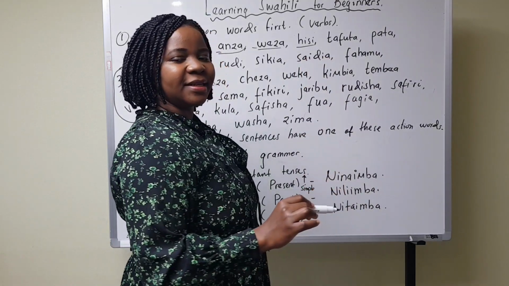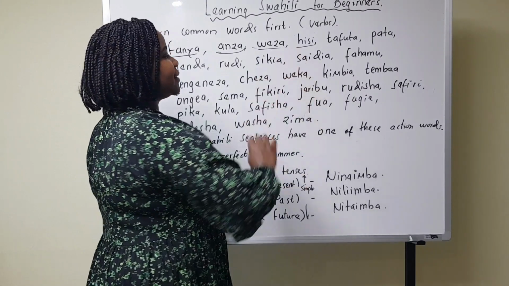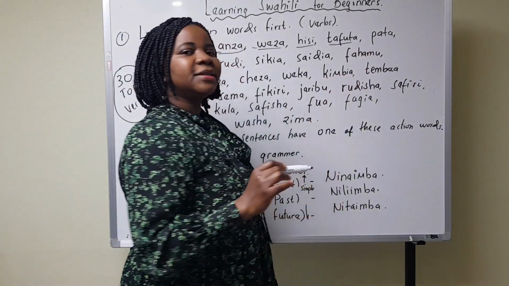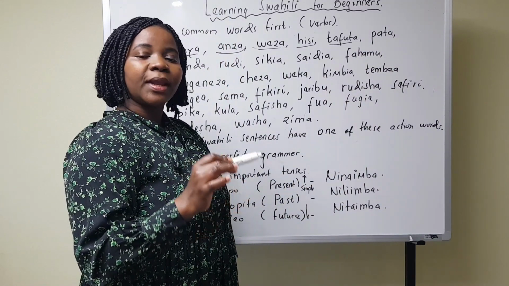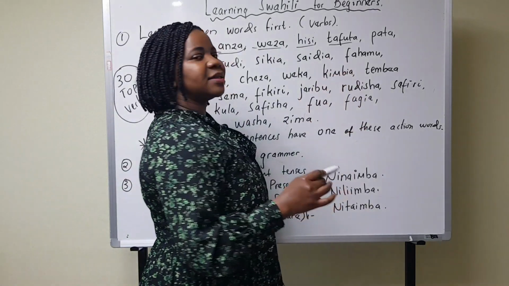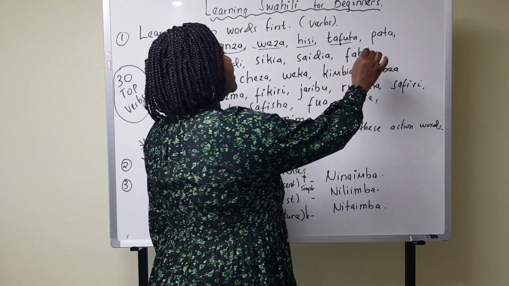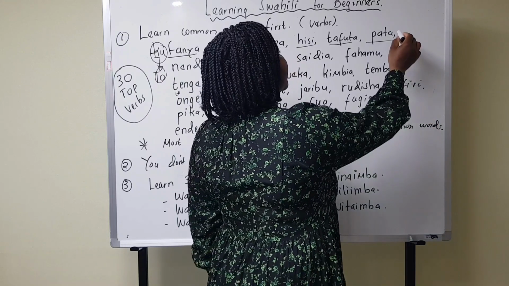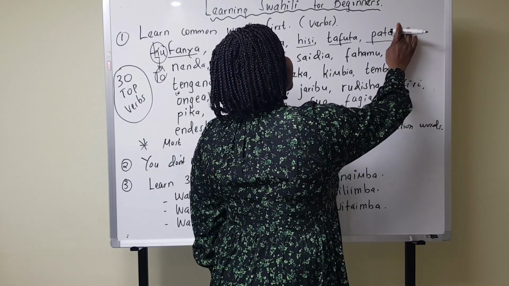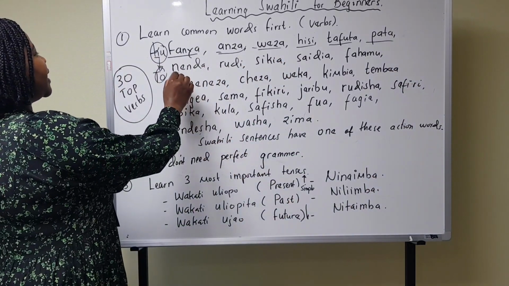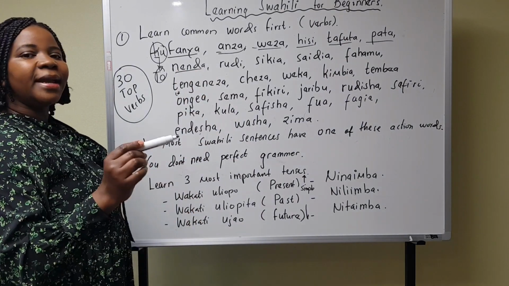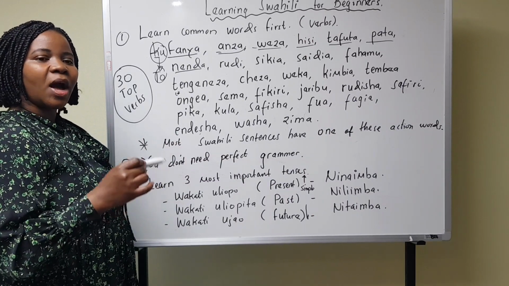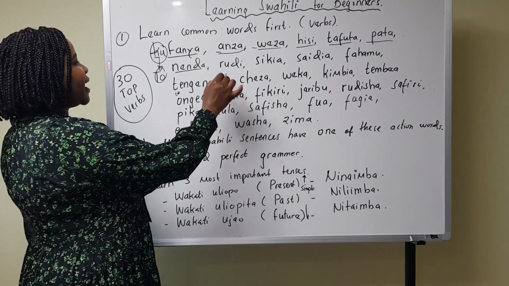Another verb is hisi. Hisi in English means feel. Okay? And another verb is tafuta. Tafuta. And in English, this means find. Okay? Find. And another verb is pata. Pata. This means get. Okay? Pata. Get. And another verb is nenda. Nenda. Okay? This means go. Nenda. Go. Okay? Nenda.